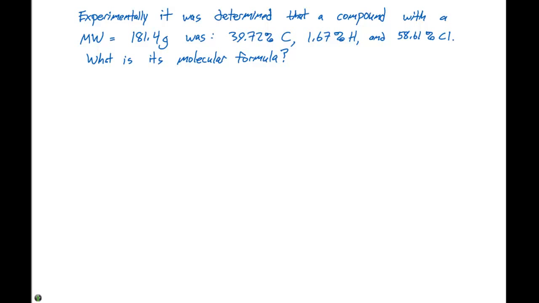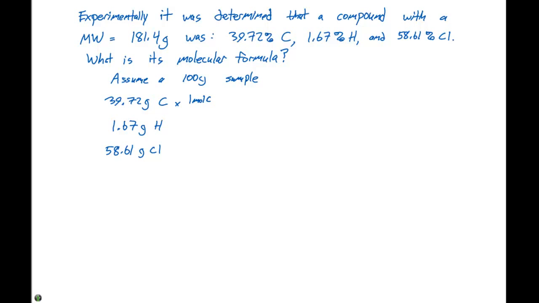So we're going to use the same rules and determine an empirical formula, and we're going to assume a 100-gram sample. If this is the case, that's going to give us 39.72 grams of carbon, 1.67 grams of hydrogen, and 58.61 grams of chlorine. Now we need to convert each of these over to moles. For every 1 mole of carbon, there's 12.0 grams. So this is going to give us 3.307 moles of carbon.